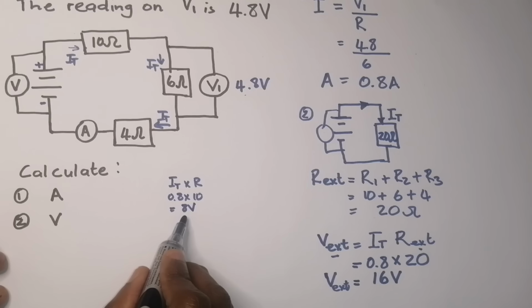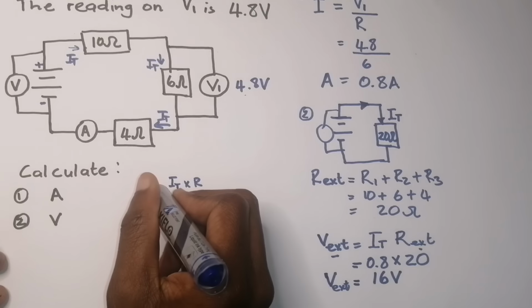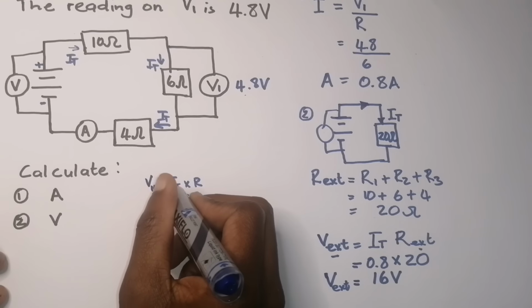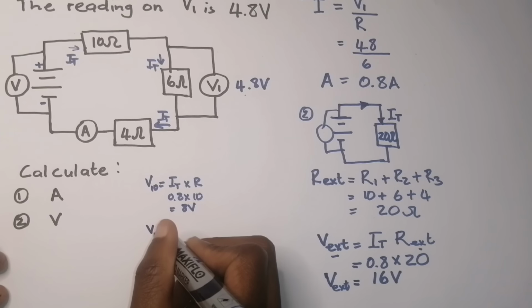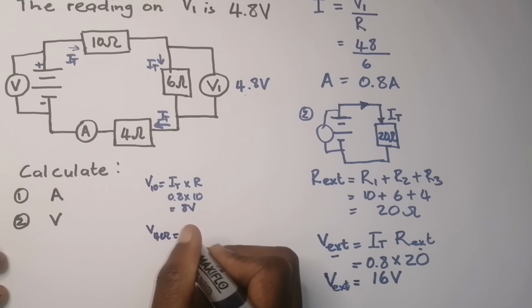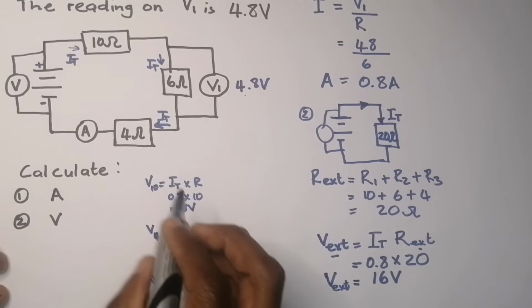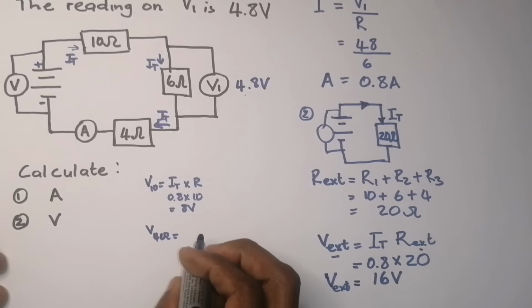So that will give us 8 volts. And then note again, this is the voltage across our 10 ohm resistor, right? Now we're looking for the voltage across the 4 ohm resistor, because we already have this one as 4.8.